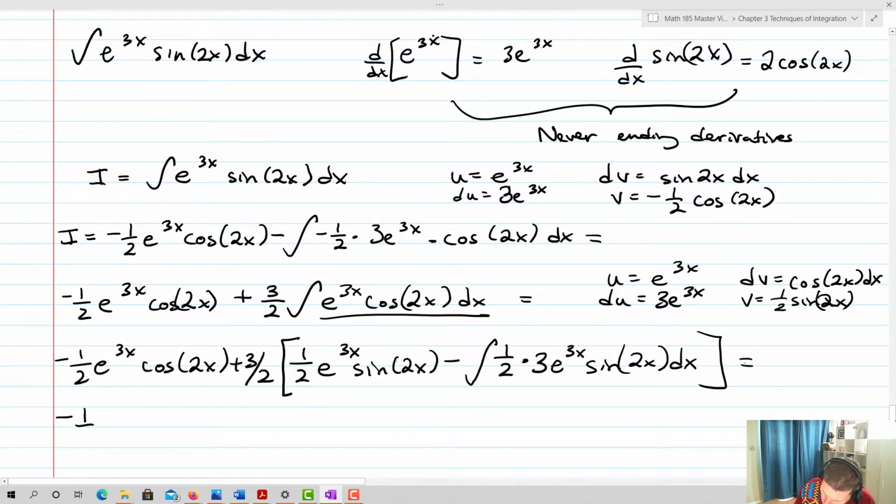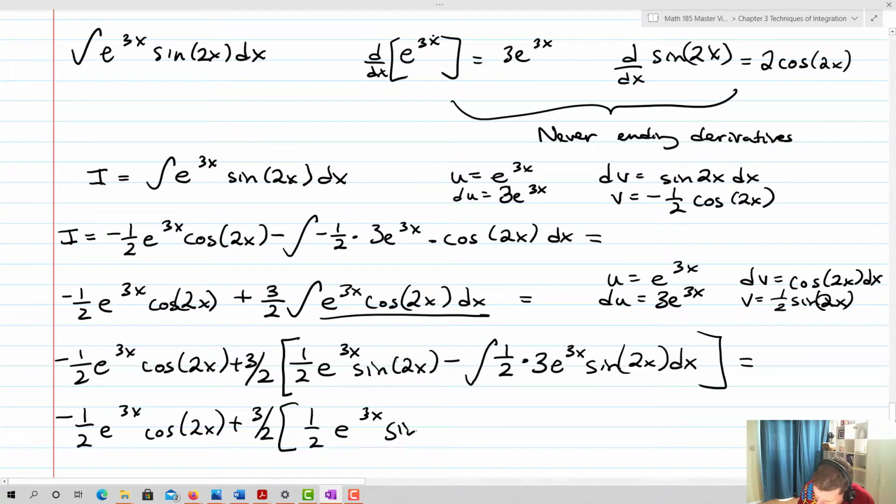And then I'm going to just do a little bit of simplification. That's going to equal negative 1 half e to the 3x cosine of 2x plus, and this is going to be now times 3 halves, 1 half e to the 3x sine 2x minus, and this will be now 3 halves, the integral of e to the 3x sine 2x dx.